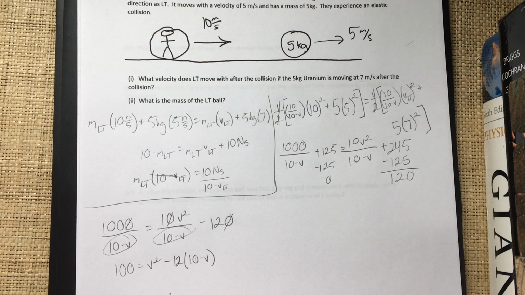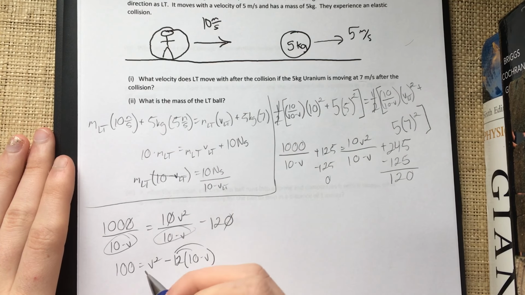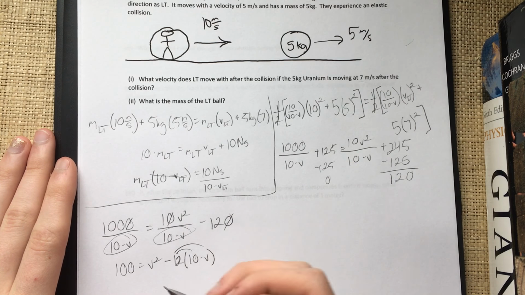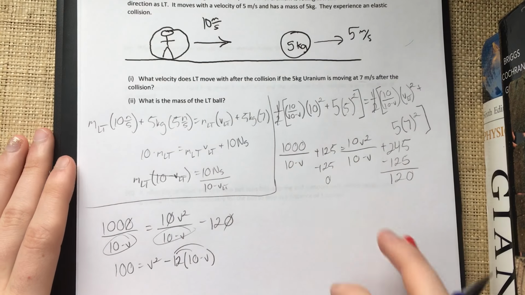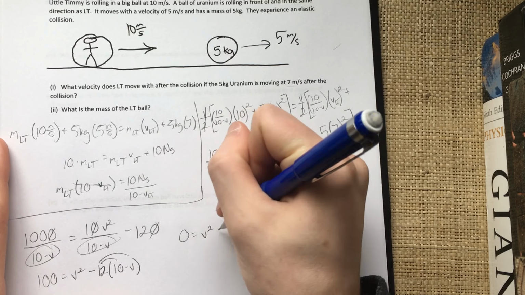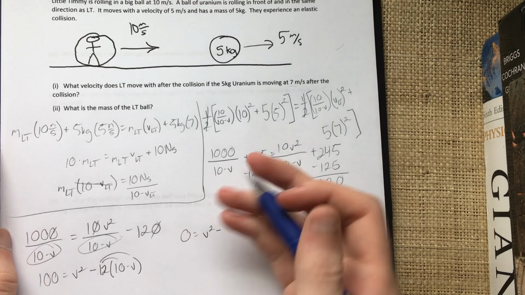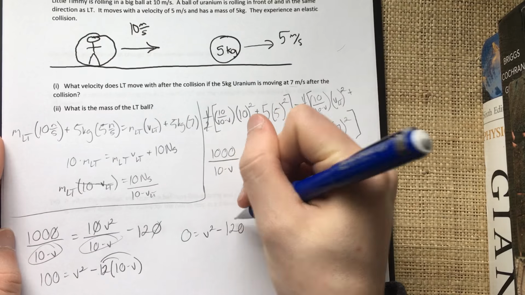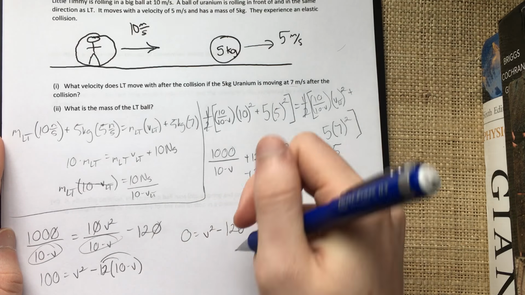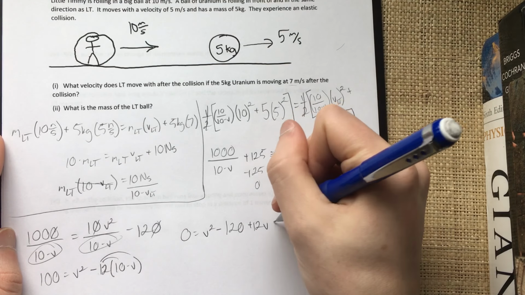So now I'm going to distribute this and move the 100 to the other side to make the whole thing equal to 0. So 0 equals V squared minus, here we have negative 12 times 10 is 120, and then negative 12 times negative V is positive 12V, and then minus 100.